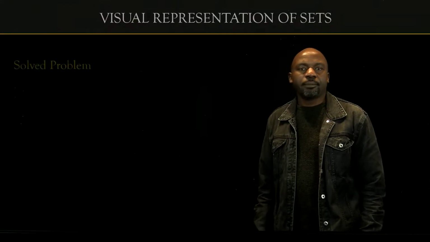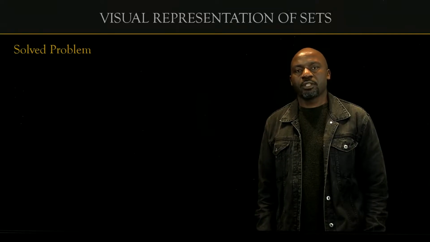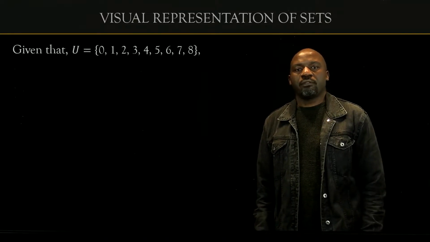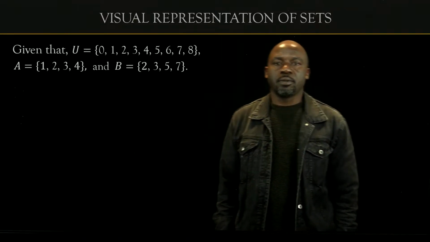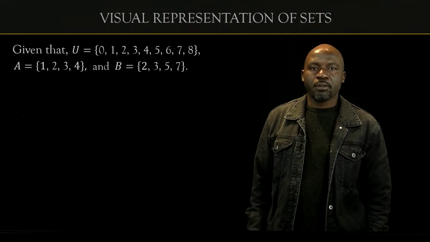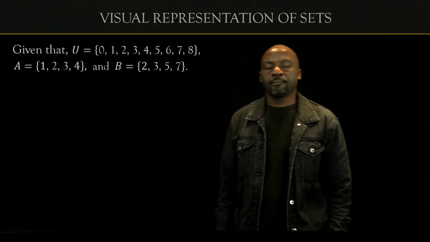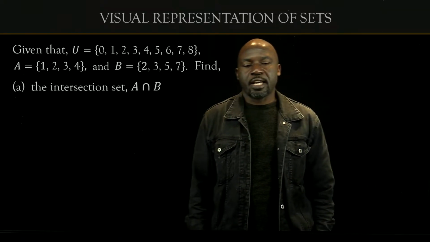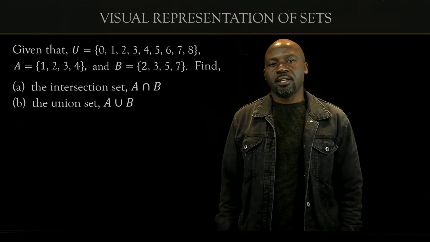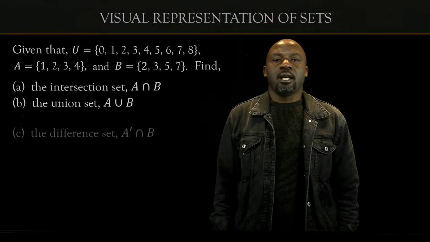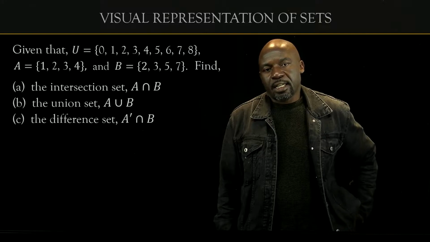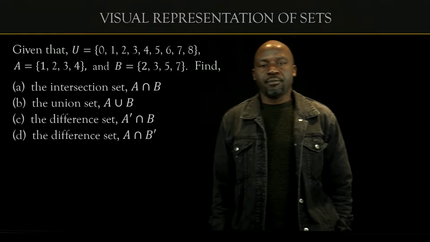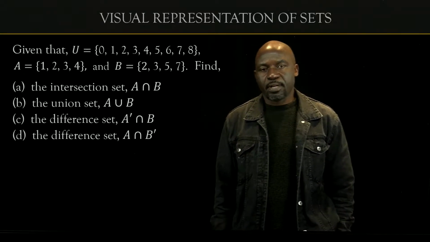Let's look at an example of a solved problem. The solved problem here should involve all the areas that we've discussed so far. Given that the set U is 0 to 8, set A is 1, 2, 3, 4, and set B is 2, 3, 5, and 7. Find the intersection set of A and B. Also find the union set A union B. Find the difference set in B and not A, and the difference set in A but not in B. Okay, we want to find this.